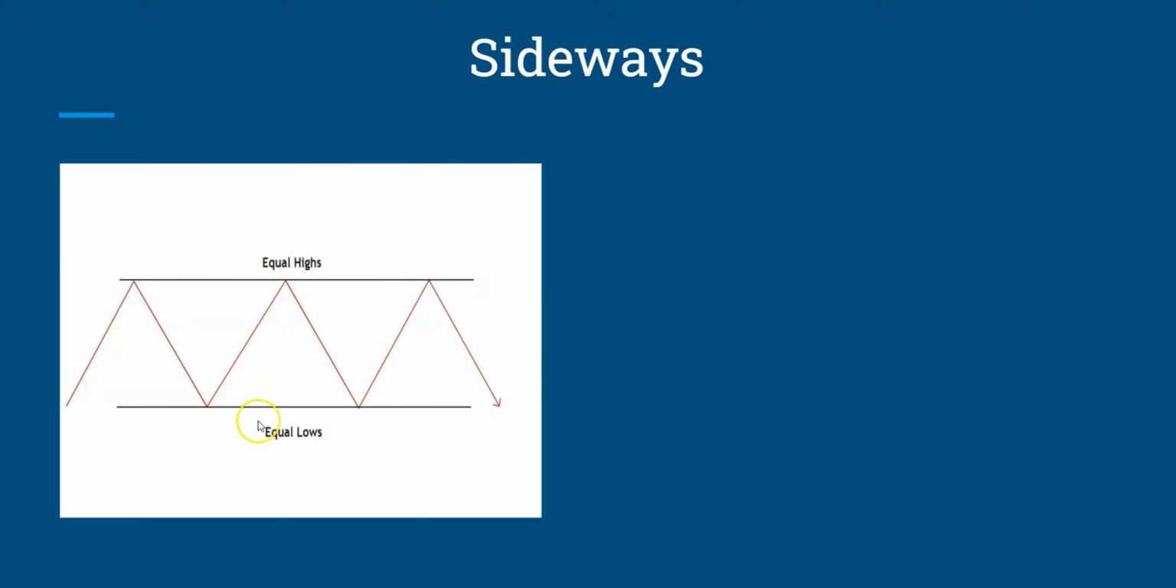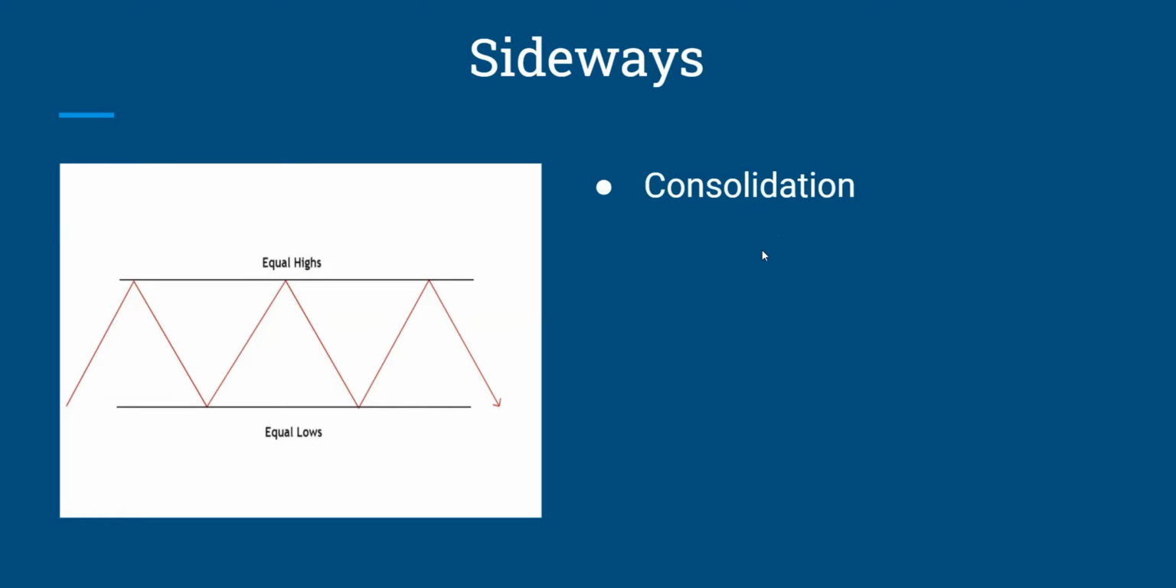Consolidation, it'll typically show equal highs and equal lows. You know what I'm saying? It'll bounce within a range and move sideways. There is not going to be any higher highs. There won't be any higher lows. You'll just see it moving sideways.